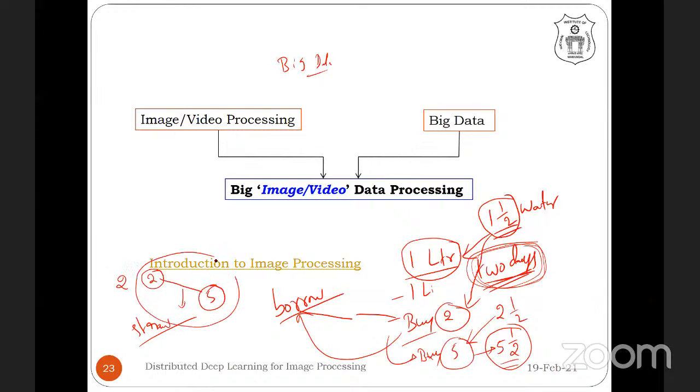Then by making that connection, I'm calling it a cluster. Can I call it a cluster or not? It is a single unit. Now, what is the total capacity of this single unit? 7 liters. Like this, how many bottles can I connect to my cluster?